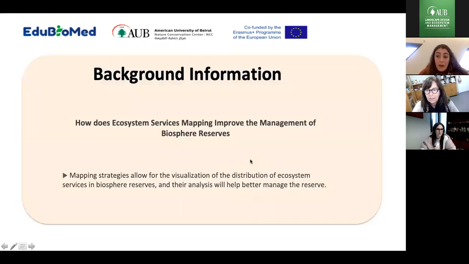So now that we've seen the different ways of mapping ecosystem services, how can we use these four different methods to enhance or improve biosphere reserves? Basically, the mapping strategies allow managers to visualize the distribution of different services within the biosphere reserve, and help managers analyze them better in order to manage the reserve better.